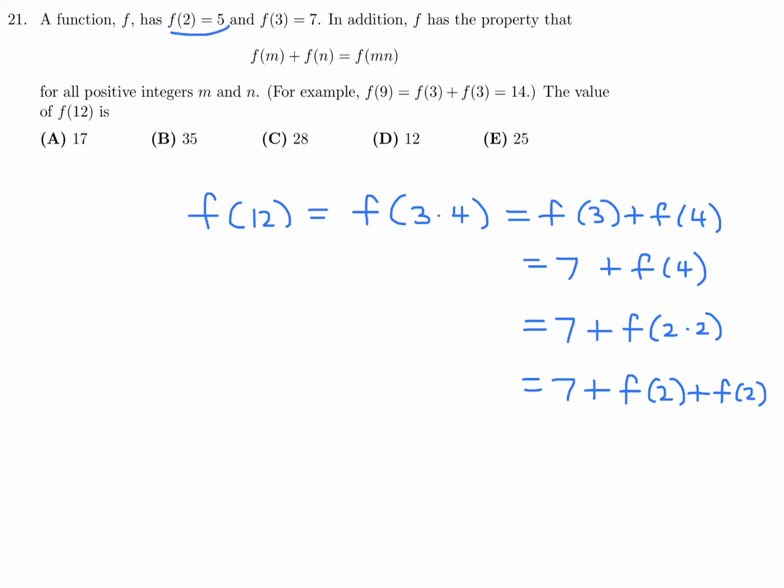f(2), we know, is 5. So 7 plus 5 plus 5, and there we go. That is 17, therefore number 21. The answer is A.